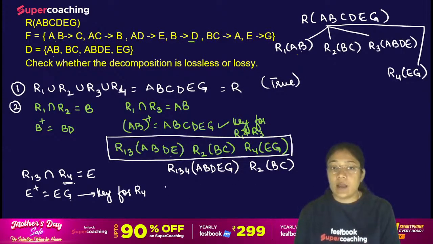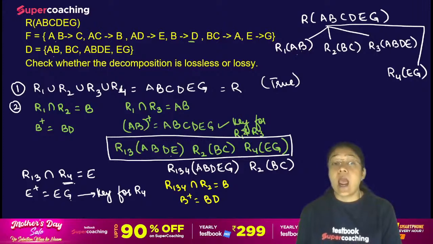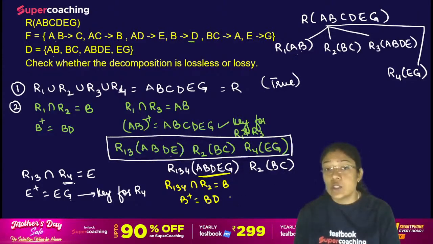Let us try. So check, are you getting this? So step by step I'm trying to join the subrelations. R2. Common attribute is B. We have already calculated the B closure. What was the B closure? B closure is BD. And this is not a key for either R134, ना तो R134 के सारे attributes आ रहे हैं और ना ही R2 के आ रहे हैं. So this is non-key. If it is non-key, we cannot join it.